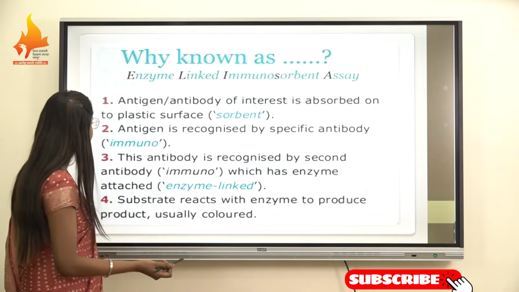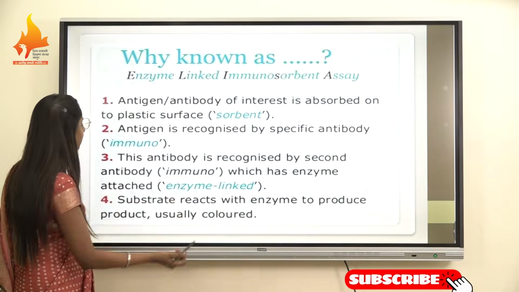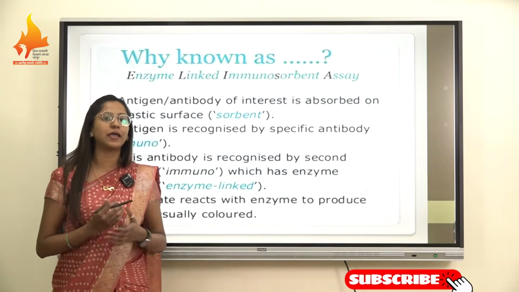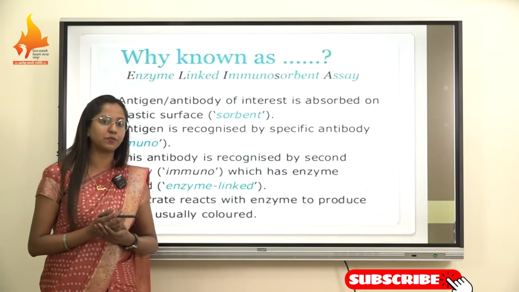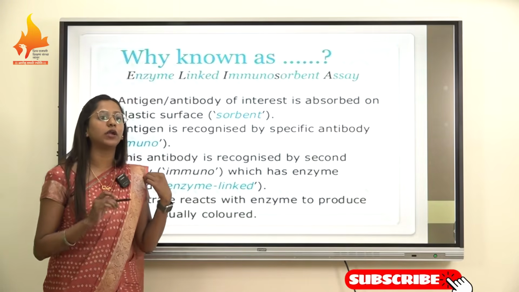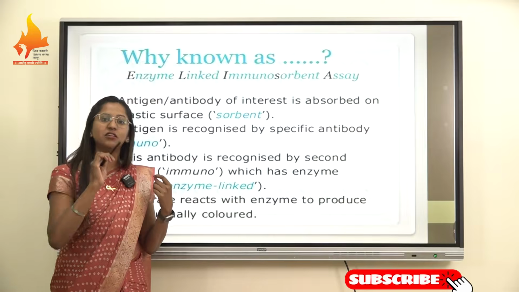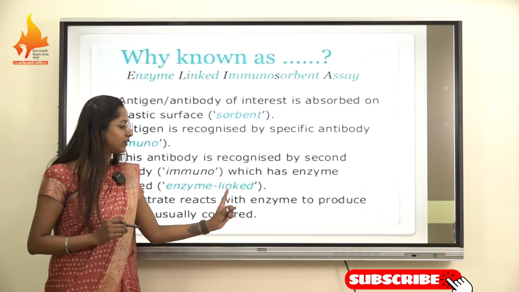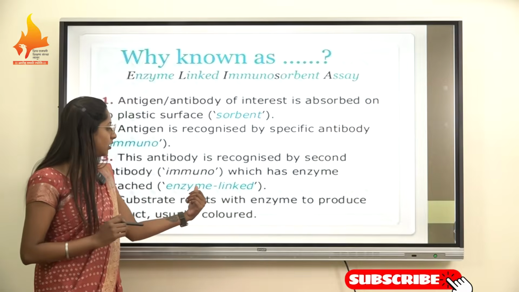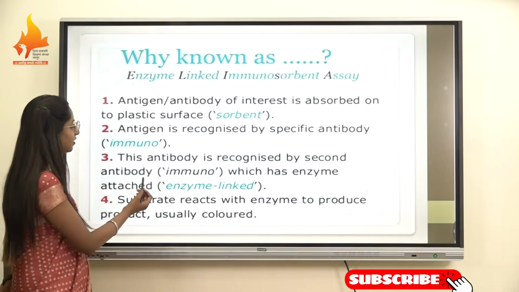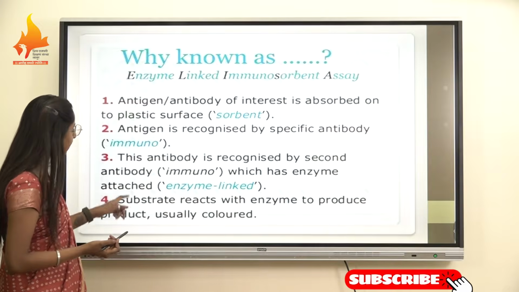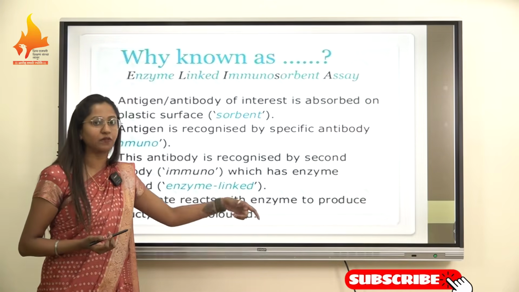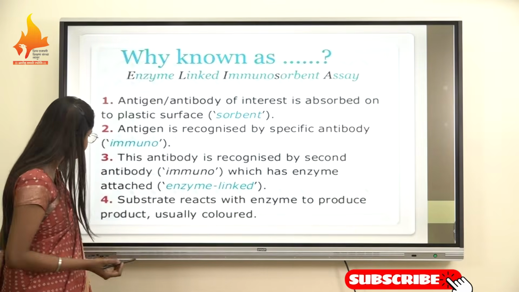Coming to the next term, enzyme linked. What does this mean? When we look in detail at the types of antibodies, which are basically of 4 types, there is an antibody to which, at a certain portion, an enzyme is attached. That is called enzyme linked. You can read this: this antibody is recognized by a second antibody which has an enzyme attached, which is called enzyme linked. We'll be discussing this later.